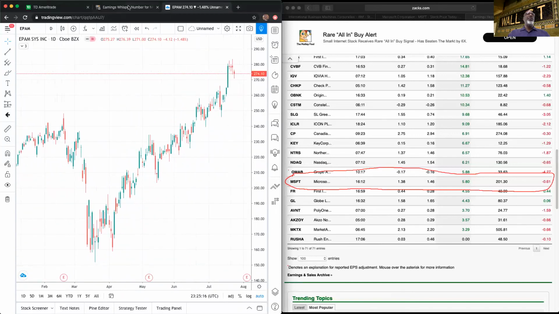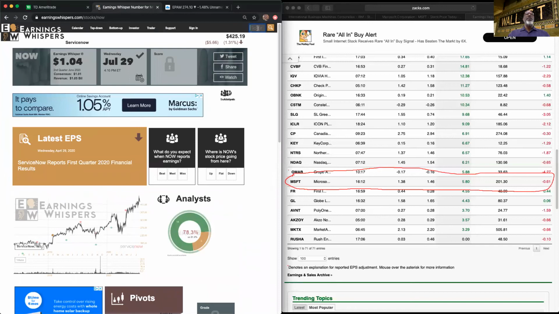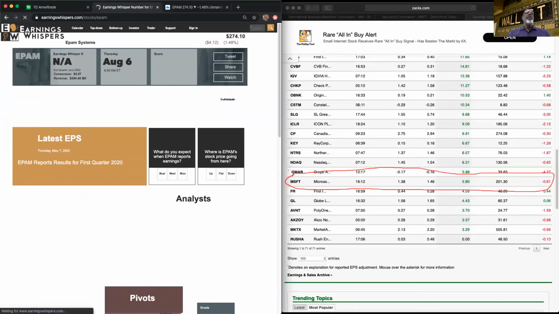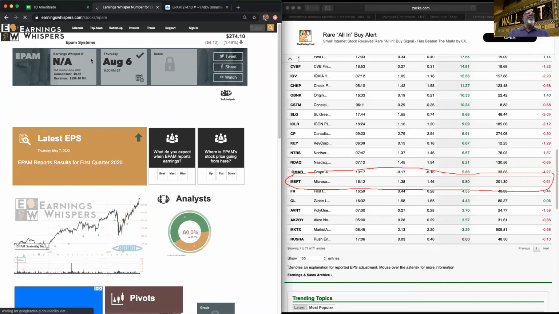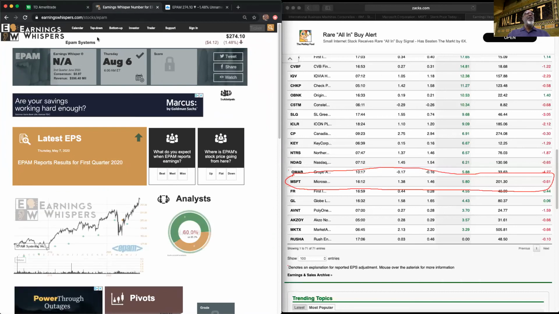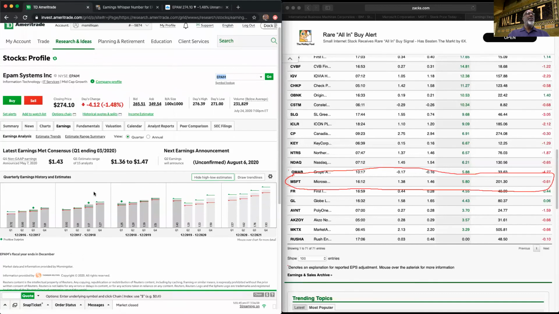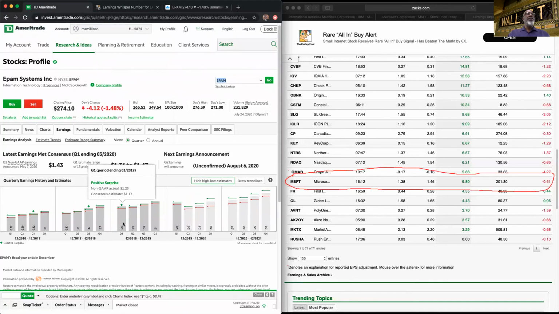Let's go see what Wall Street's looking for this. Maybe they even reported already. I'm not sure. Let's go take a look. EPAM, nothing available. They're not due till August 6th. There's no whisper number, but the consensus is 97 cents. If we go back to TD Ameritrade and we look at the earnings history, let's see, what are they forecasting for this quarter, which would be right here.